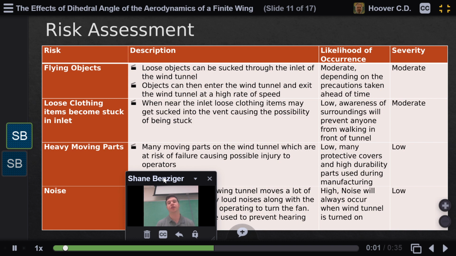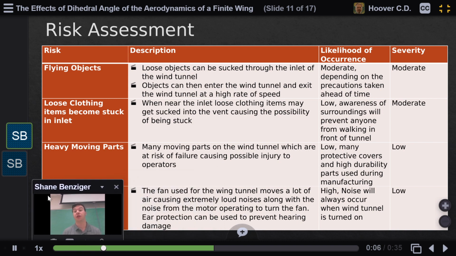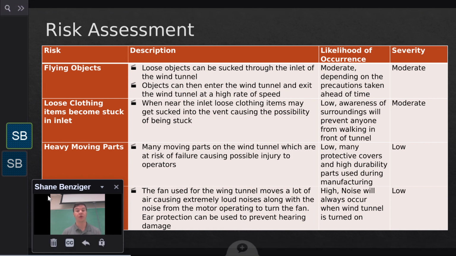A basic risk assessment can be conducted on the wind tunnel, where flying objects, loose objects, heavy moving parts, and most importantly, noise are evaluated. Earplugs could be worn to prevent ear damage, along with avoiding the inlet and exit of the wind tunnel to prevent any other injuries.